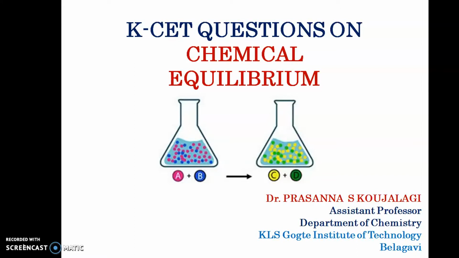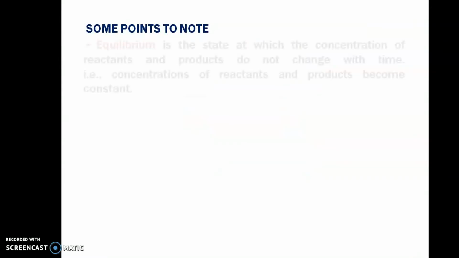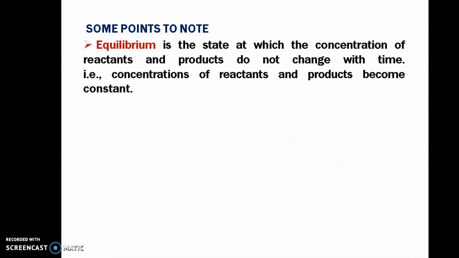Today, let us try to learn a few CET questions on chemical equilibrium. Before we go to the questions, let us try to recall some important concepts of chemical equilibrium. Equilibrium means it is the state at which the concentration of reactants and products do not change with time. That means the concentrations of reactants and products become constant.